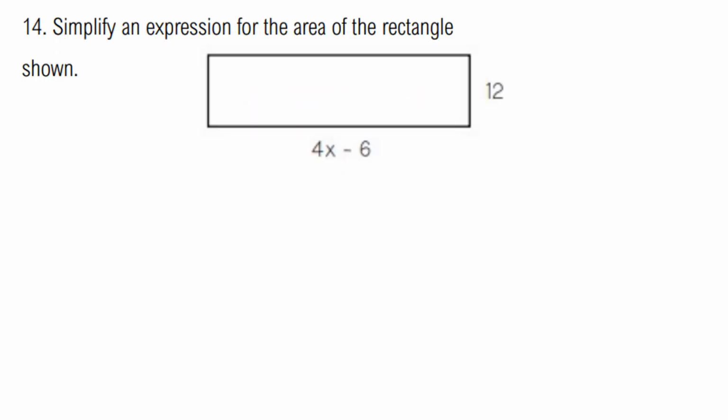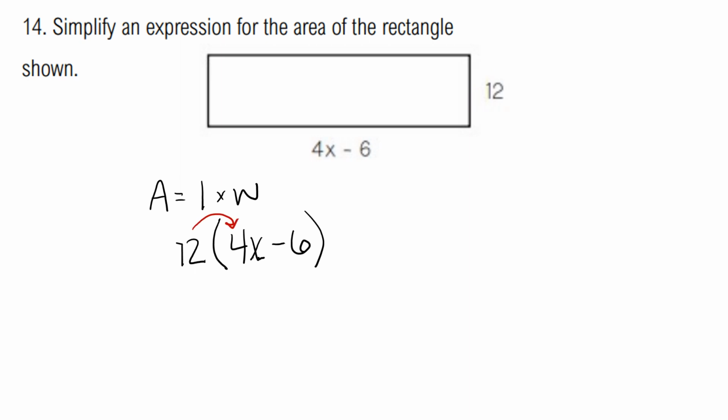Number 14, simplify an expression for the area of a rectangle shown. So we know that area would be length times width. So we're going to multiply the 12 by the width value 4x minus 6. So we multiply and distribute our values 12 to both numbers in the parentheses. 12 and 4 would give us an answer of 48x. 12 and 6 would give us an answer of negative 72.